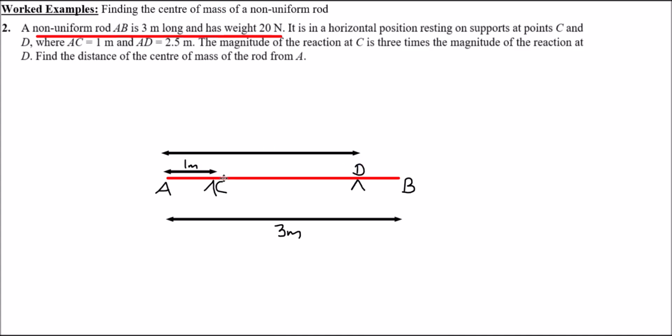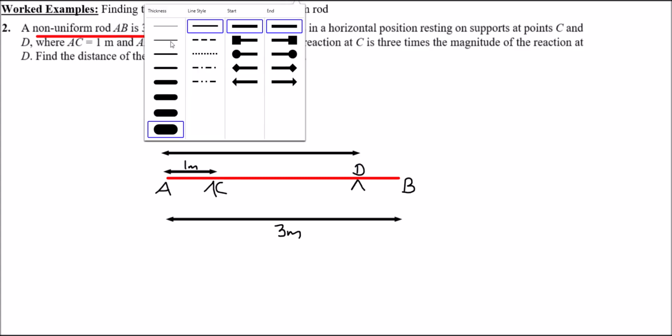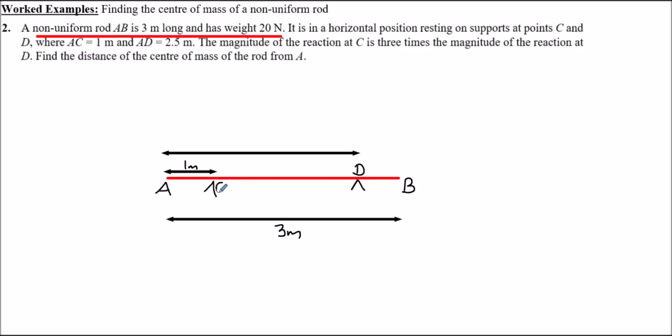In fact, what I'll do, I'll just make this a bit clearer, because at the moment it looks like AC, so I'll put C in a different place where I'm labelling it. So that's a support, and this is point C, and that's point D, and that's going to be 2.5 meters away from A.